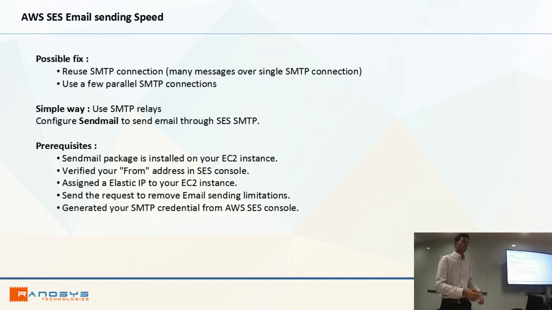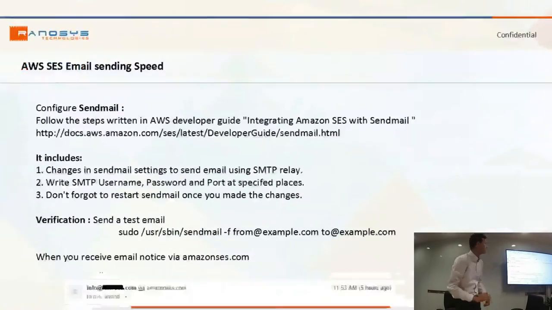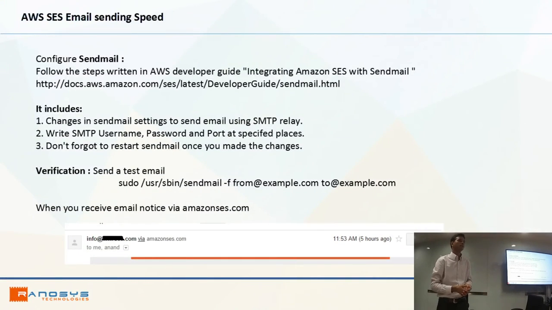But here what I'm suggesting is you can configure sendmail. You just have to follow the steps from AWS. AWS wrote a good guideline in the developer guide. You can directly find it there, because in 30 minutes that cannot be covered. There is a series of steps, around 20, some Linux commands, and what they are actually doing is changing the sendmail configuration to send email internally using SES SMTP.